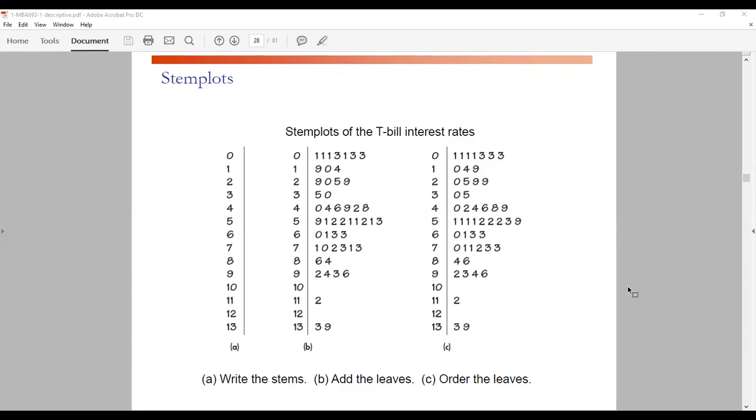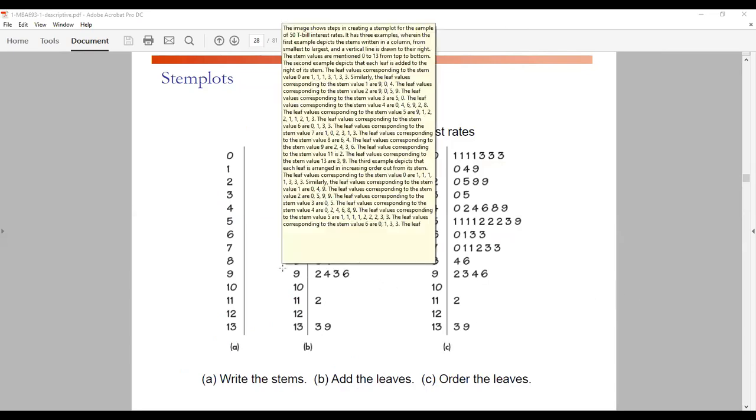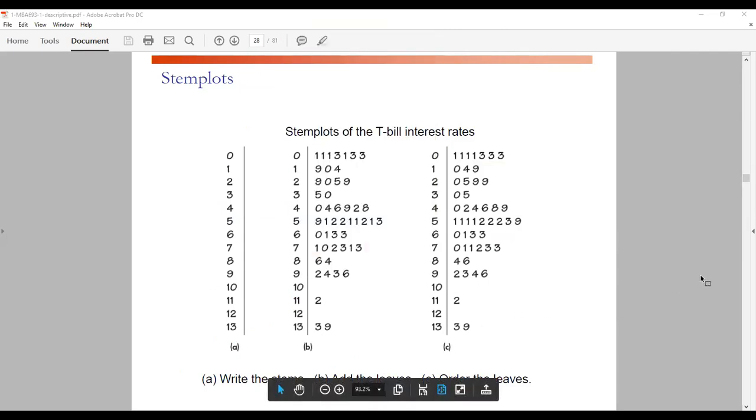Then we go all the way down to one that's a little bit different. See this one right here, 8. Before we ordered them, we had 8, 6, 4, which represents 86 and 84. Then over on the right-hand side, we'd order them as 84 and 86. So the difference between the middle stem and leaf plot and the C stem and leaf plot is that one is unordered and one is ordered.